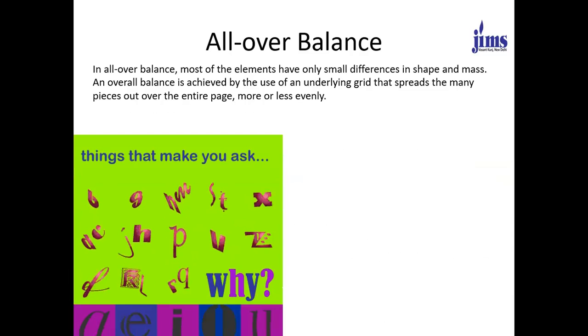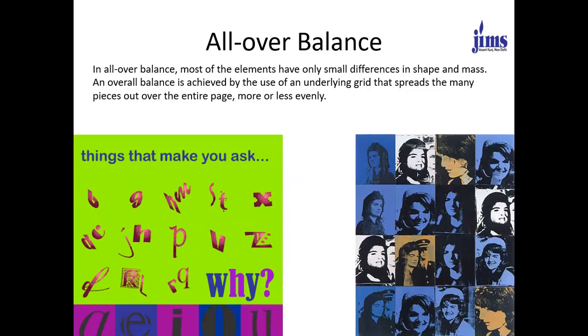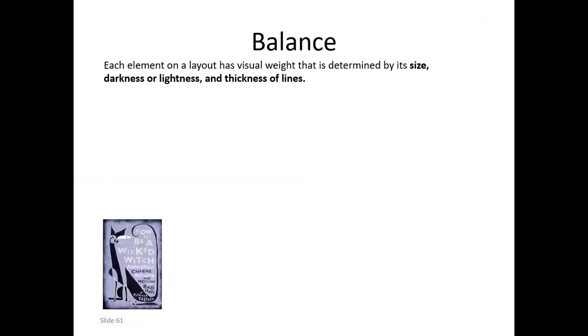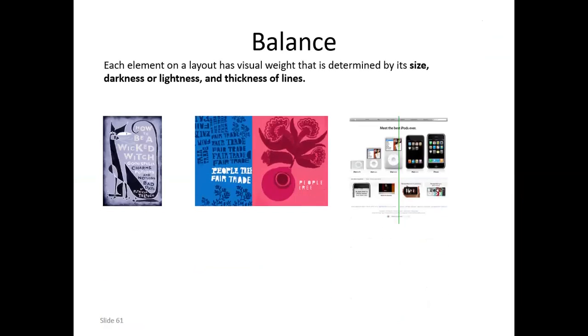Next is all over balance. In all over balance, most of the elements have only small differences in shape and mass, and all over balance is achieved by the use of an underlying grid that spreads many pieces out over the entire page more or less evenly. They were showing you the example of layouts where visual weight is determined by size, darkness, lightness, or thickness of the lines. All images above are balanced.